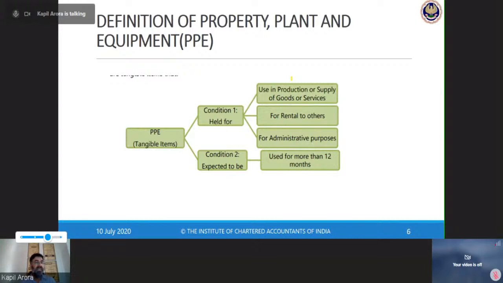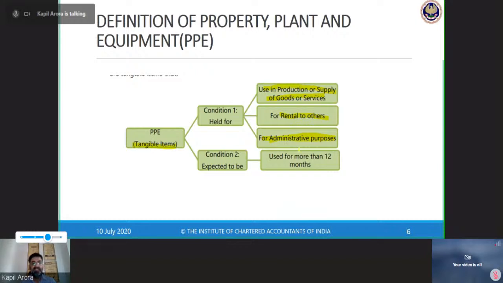So hope we are clear up to here, right? Let's understand this again, and I'll break it into parts. What was the definition of property, plant and equipment? A tangible asset used in production or supply of goods or services, either kept for rental to others, other than land or building. Please make a note, other than land or building. Land or building kept for rental purposes will not come under it. And for admin purposes, my laptops, furniture and everything.